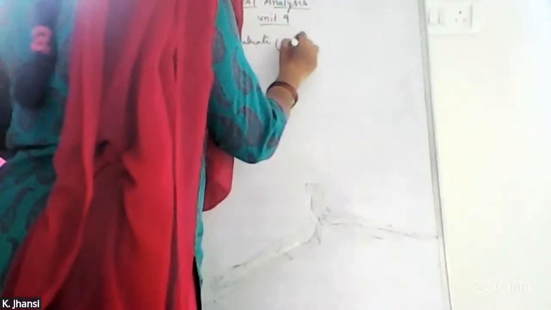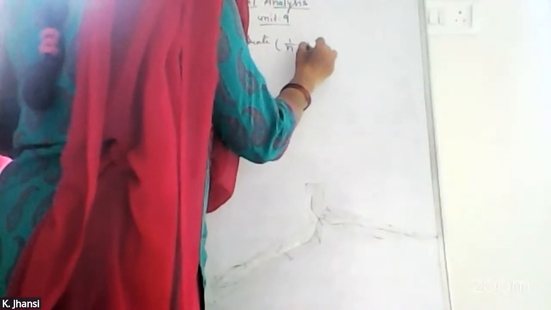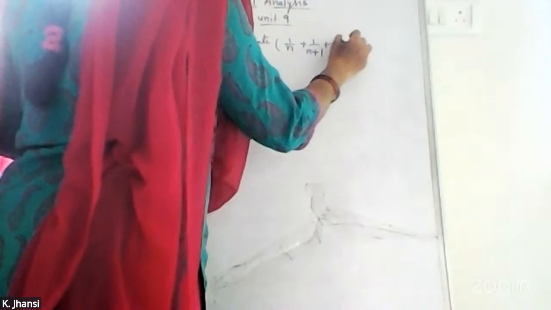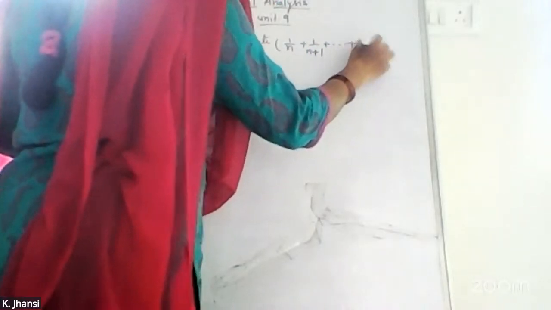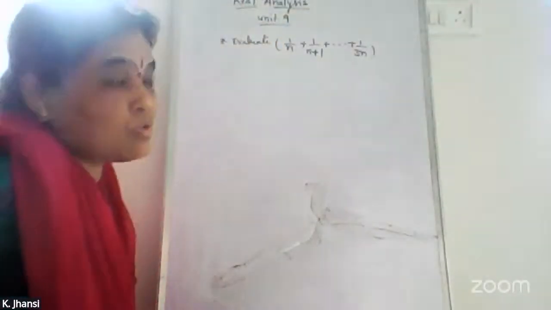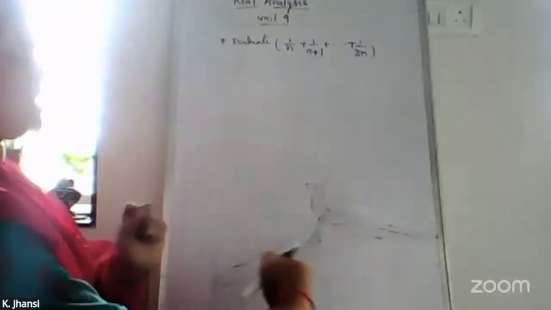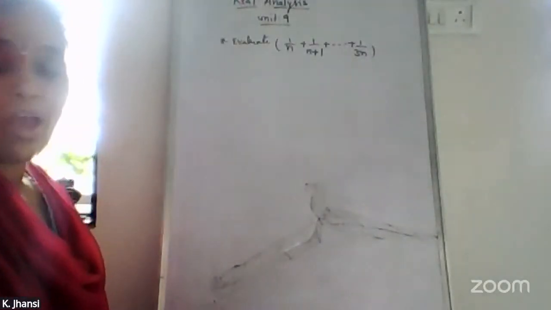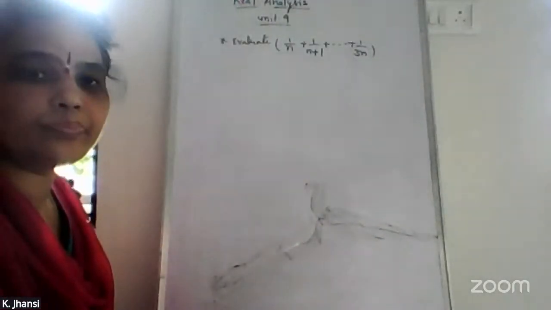Evaluate 1 by n plus 1 by n plus 1, and so on up to 1 by 3n. Okay, so this is the seventh question, a sixth question in section A that you will get for 5 marks. So in mean value theorems we have.